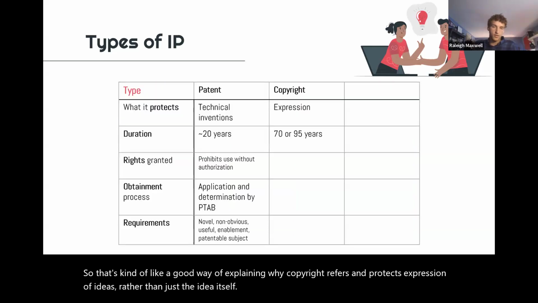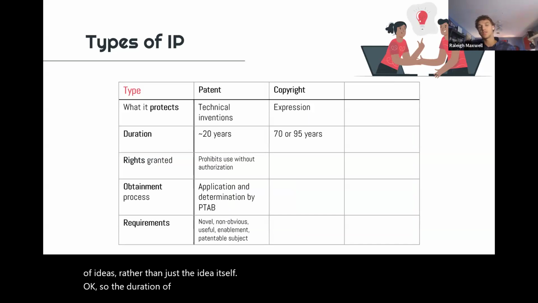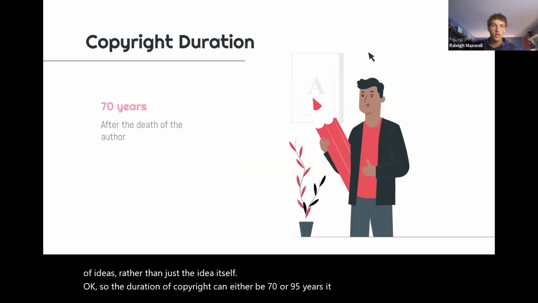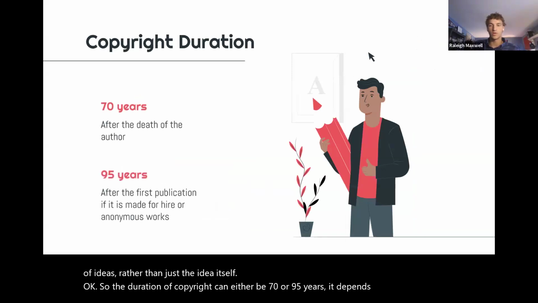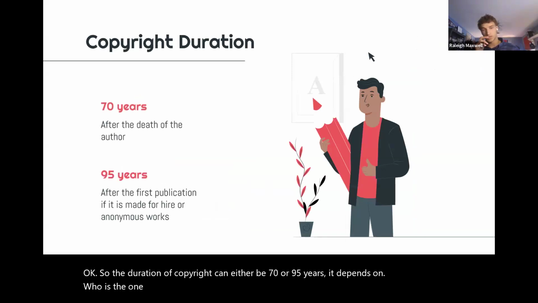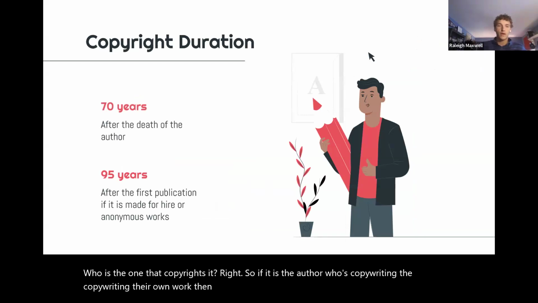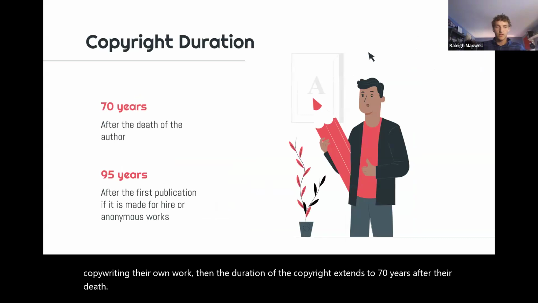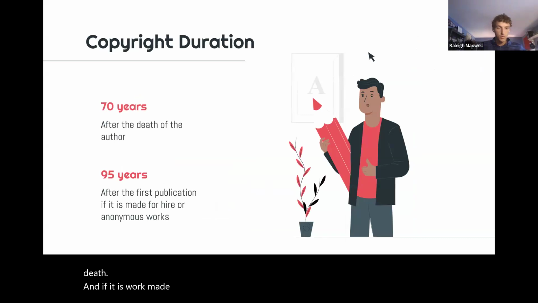Okay, so the duration of copyright can either be 70 or 95 years. It depends on who is the one that copyrights it, right? If it is the author who's copyrighting their own work, then the duration of the copyright extends to 70 years after their death. And if it is work made for hire or an anonymous work, the copyright extends 95 years after the first publication.